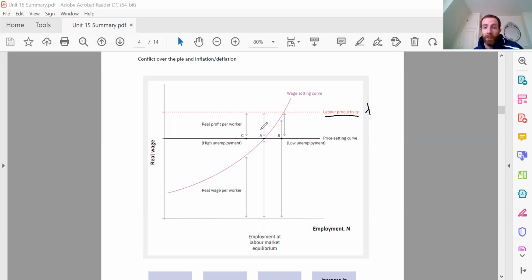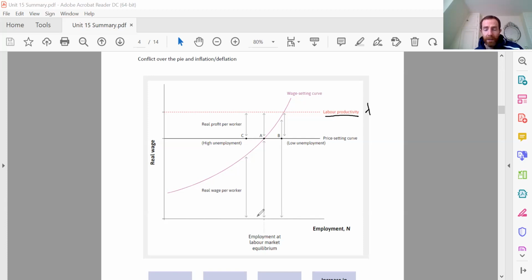Right? This is the real profit per worker. And when we're in equilibrium, they're both happy, right? There's no conflict over the pie. We've got profits going to the firms, wages going to the workers, and everybody's happy. So the problem comes in if we shift away from this equilibrium.